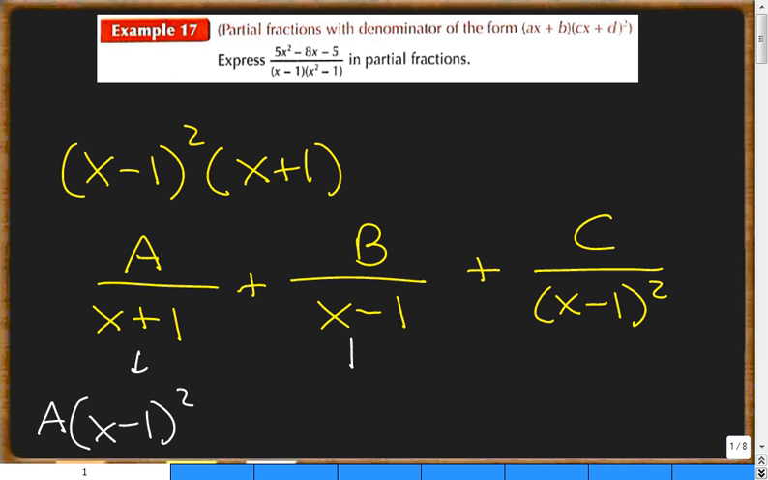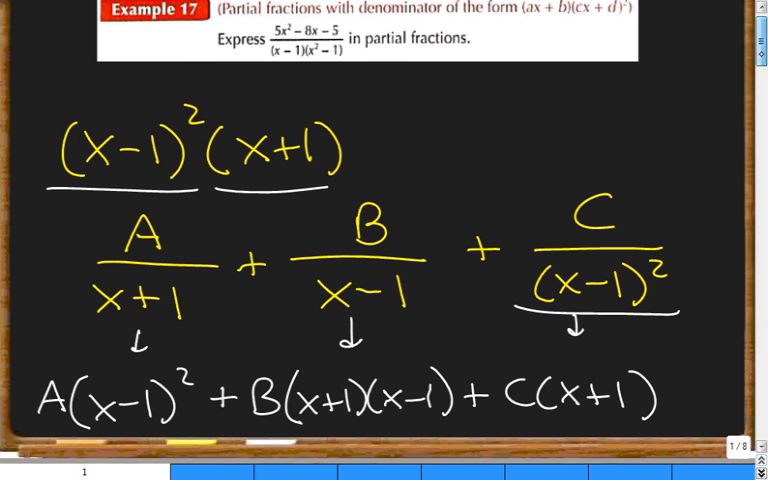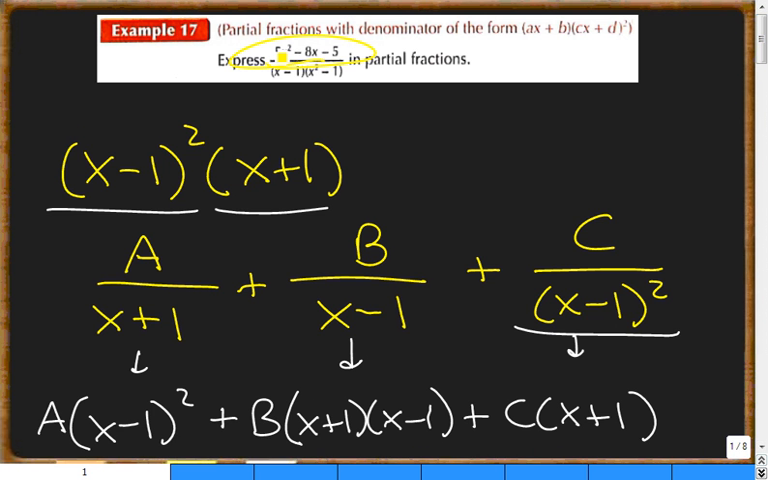Our B has an x minus 1, but it does not have the other two things. It doesn't have an x plus 1, and it doesn't have the other x minus 1. So this becomes (x plus 1) times (x minus 1). And our C has the (x minus 1) squared, but it lacks the x plus 1, so C gets the x plus 1. Now this whole thing is going to equal our numerator, which we had earlier, which is 5x squared minus 8x minus 5.